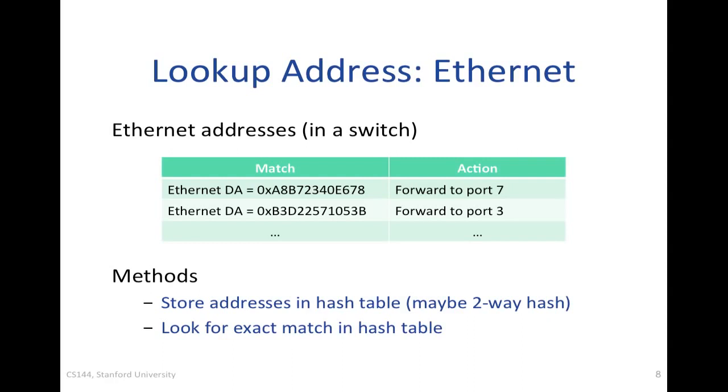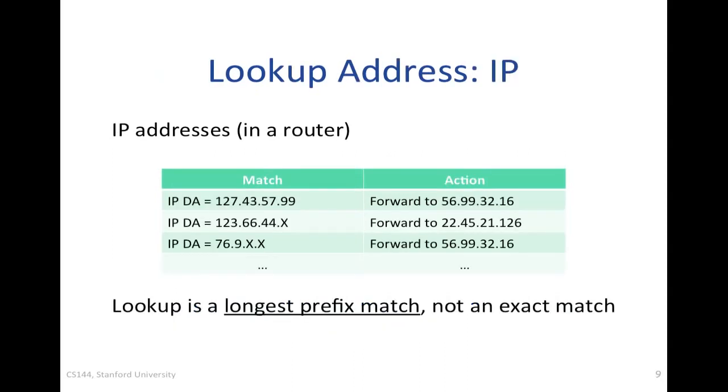So typically they store addresses in a hash table. It might be a two-way hash to increase the probability of having a hit on the first try. And then it will look up the match by looking for an exact match in the hash table. In other words, it's looking for an exact match on that 48-bit address. So that's how address lookups are done in an Ethernet switch. Now let's look at how they're done in an IP router, an internet router.